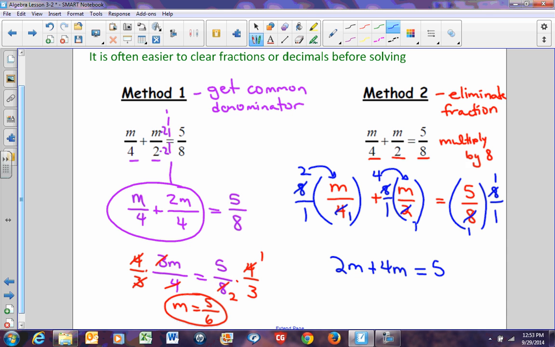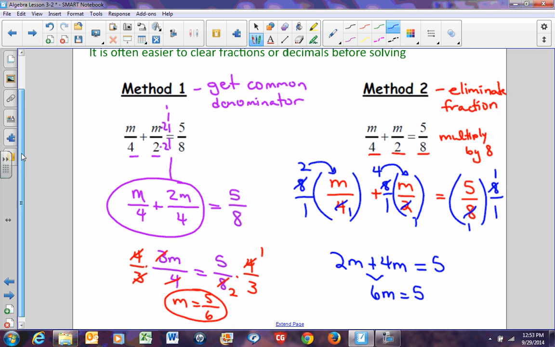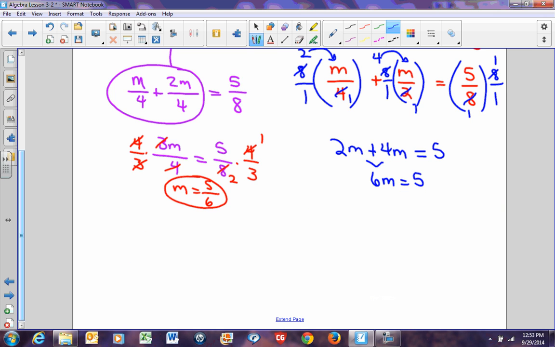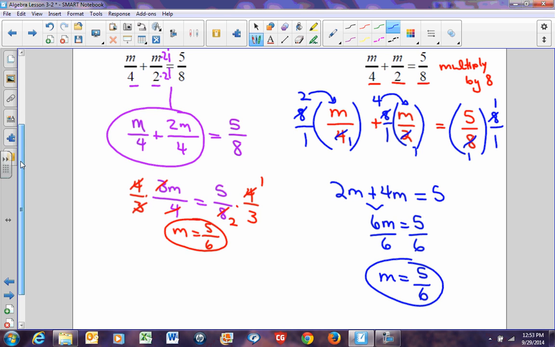So I now have 2m plus 4m equals 5. Simplify this, 6m equals 5. To solve this equation, I simply need to divide by 6. I divide by 6, I divide by 6, m equals 5/6. Both methods got us the exact same answer. I believe that method 2 is a little bit easier to use.